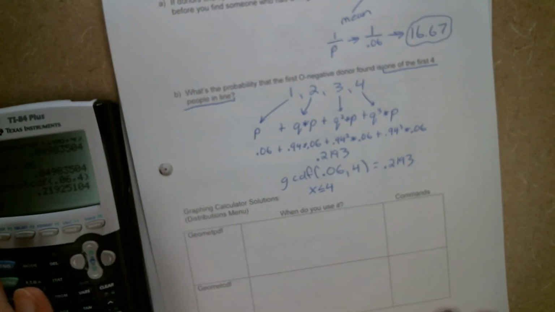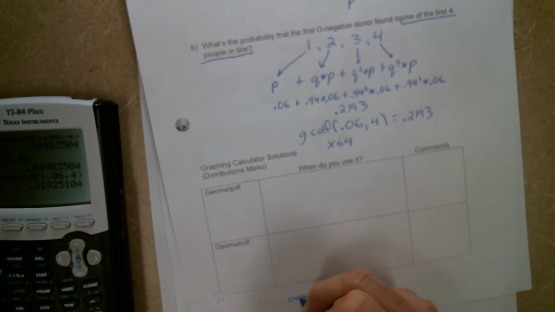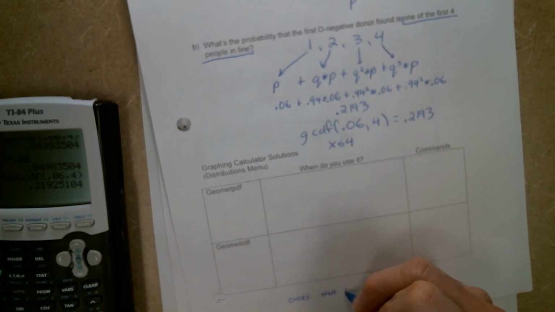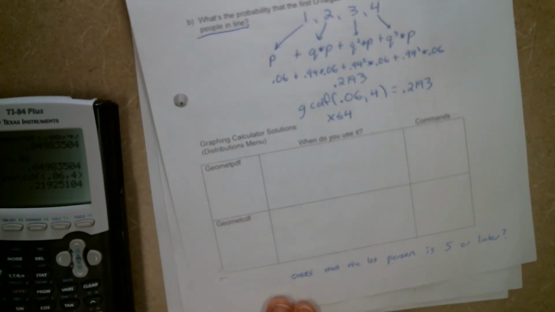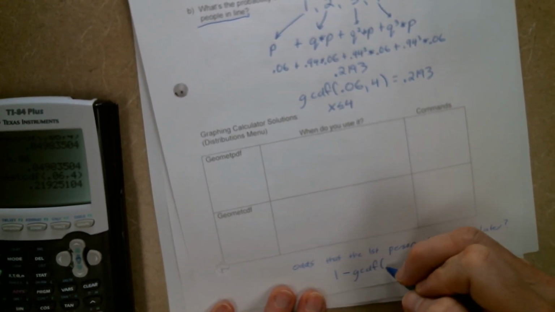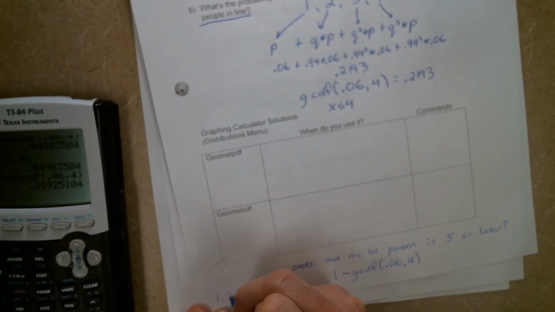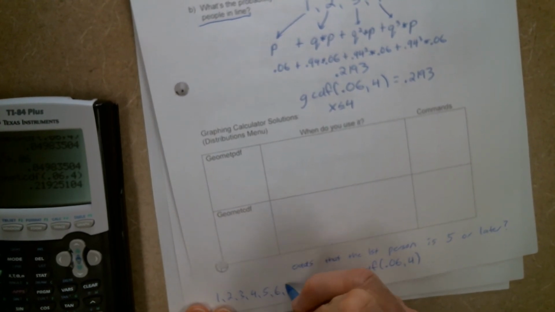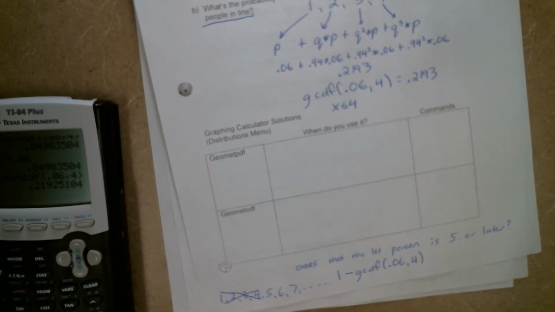I can also do the same thing that I did with binomial. So if I wanted to ask, what are the odds that the first success is on the 5th try or later? That would just be 1 minus geometric CDF of 0.06 comma 4. By subtracting away 4, 3, 2, and 1, I'm left with 5 and up. So again, 1, 2, 3, 4, 5, 6, 7, all the way on to infinity. By subtracting away 1, 2, 3, and 4, I'd be left with 5, 6, and 7.